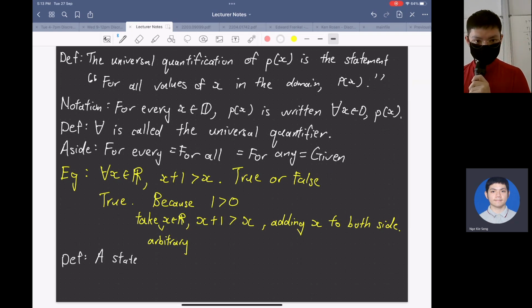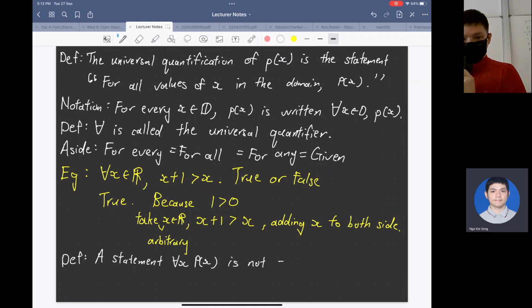Statement. So let's say if you want to check that this is not true, what do you need to do? Not true when there is one. You can find one x such that it's wrong, then it is not true. Okay. One x.